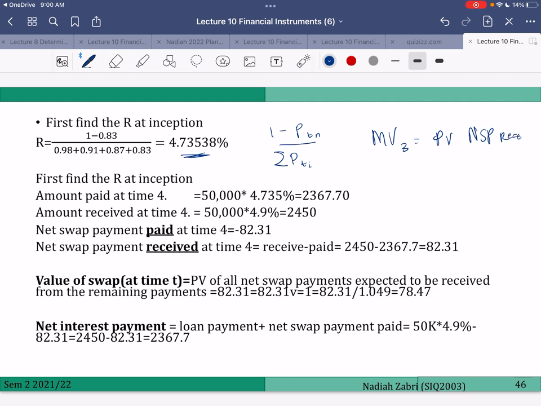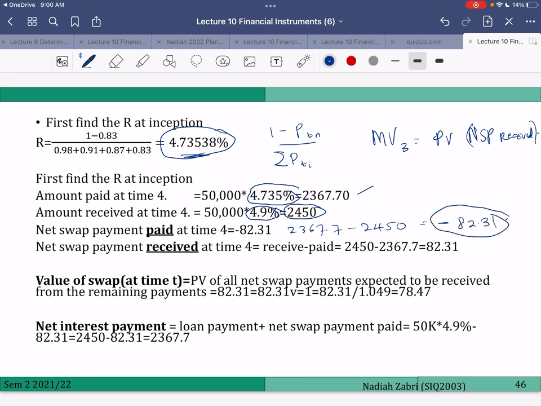So you need to determine the net swap payment first. So what is the amount paid? This person will pay the fixed rate, this one that we just determined, but will receive a variable rate. So this is the amount that he will receive. So net swap payment paid is basically just 2367.7 minus 2450. So you will get a negative amount, 82.31. Negative means he will receive an amount. So net swap payment received is a positive amount, 82.31.